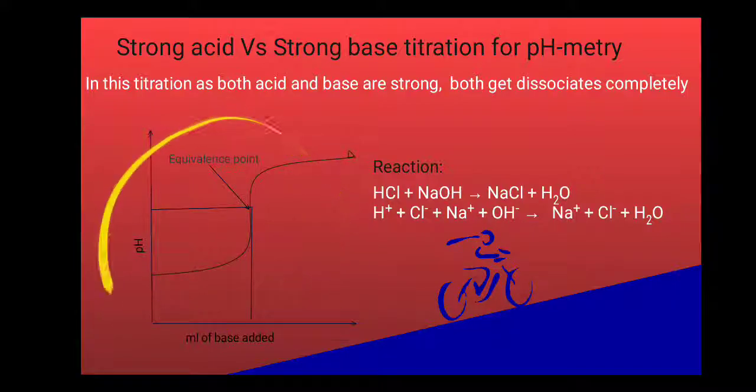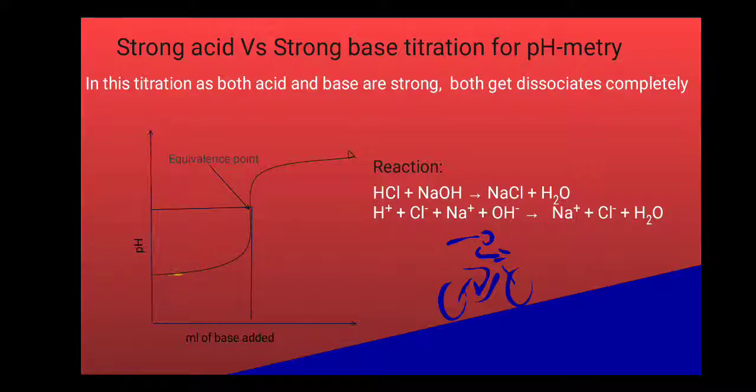That is, see here, we will have to plot a graph of ml of base added against pH of the solution. It means the base should be in a burette, and we measure the pH of the solution. Base is added means acid is present in the beaker, so take a suitable quantity of acid in the beaker. When you take a suitable quantity of acid in the beaker, start addition of base from the burette. Initially, as you take the acid in the beaker, the pH is low.